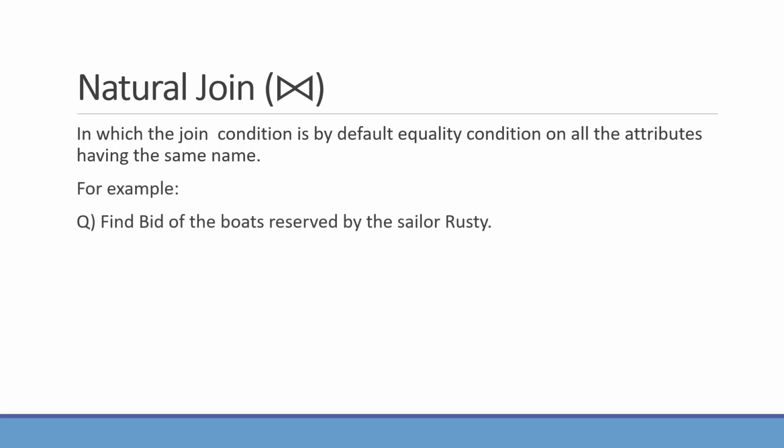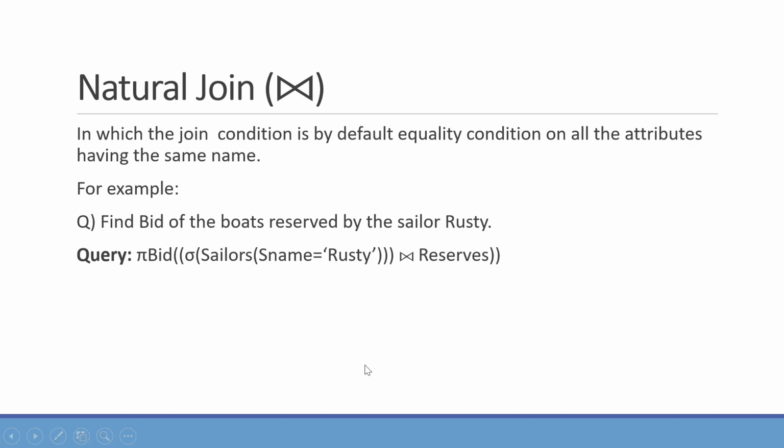Find BID of the boats reserved by sailor Rusty. So pi BID of sigma, you select sailors with S name Rusty, and now you join sailors and reserves. The common conditions already come with natural join, so you don't have to mention any common condition between them. You get the output BID 102.